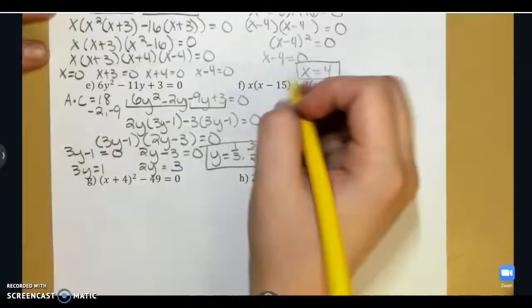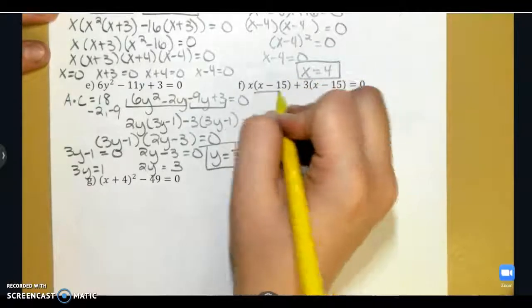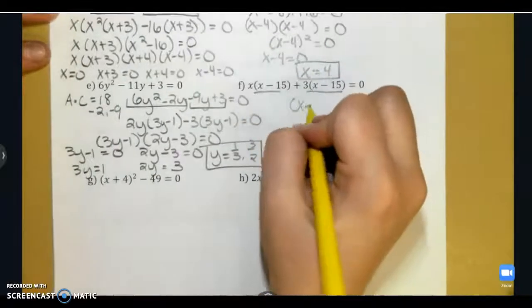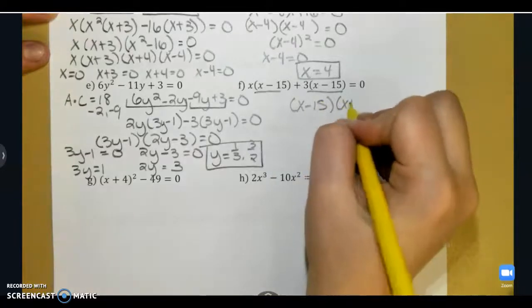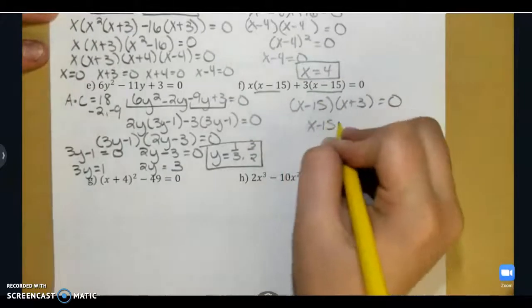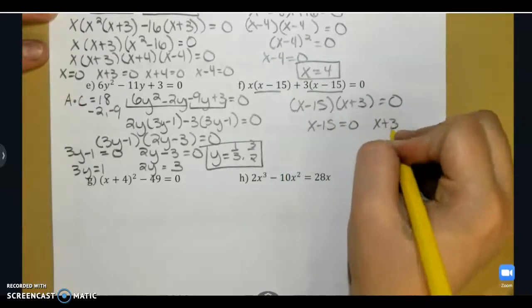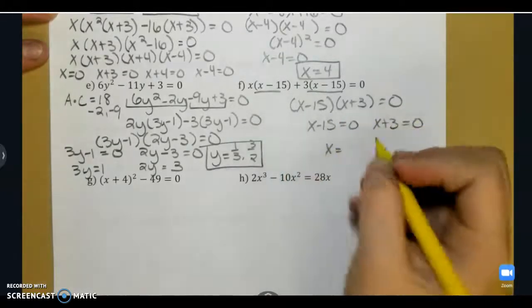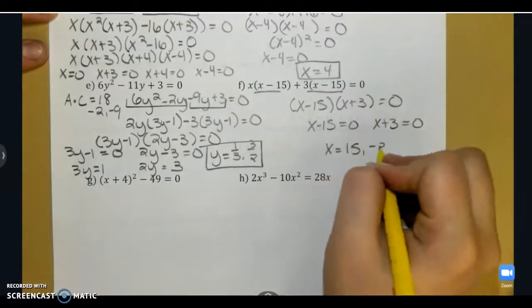Now f, it's already in standard form, and our GCF is actually x minus 15. So that one's pretty easy to factor. So x minus 15 equals 0, x plus 3 equals 0, and so our values for x could be 15 or -3.